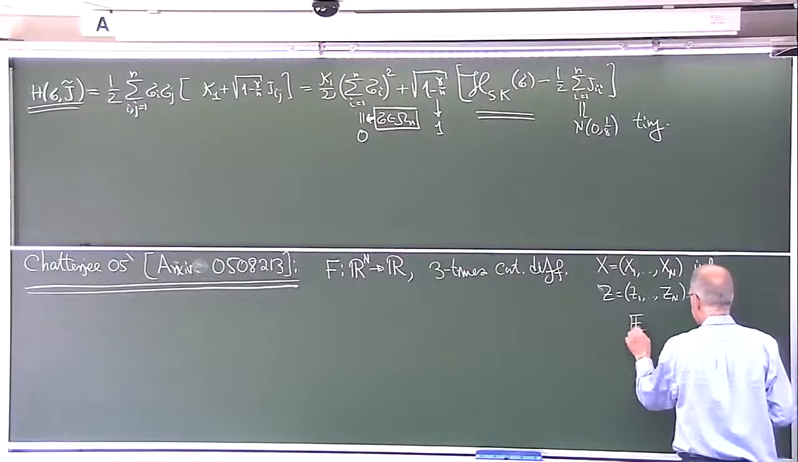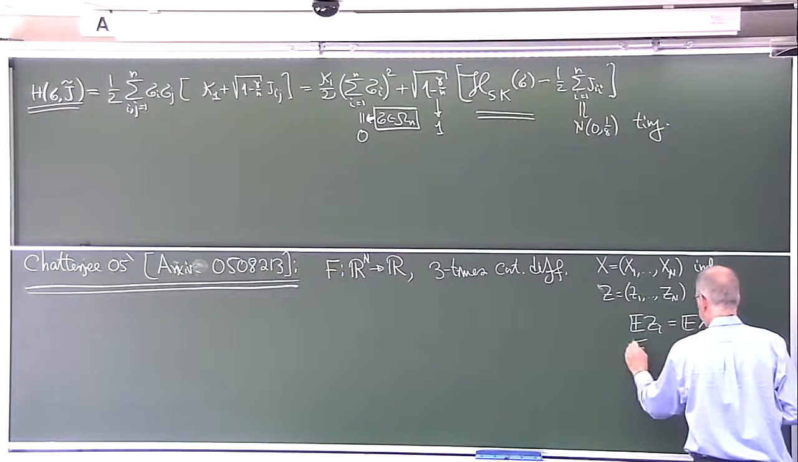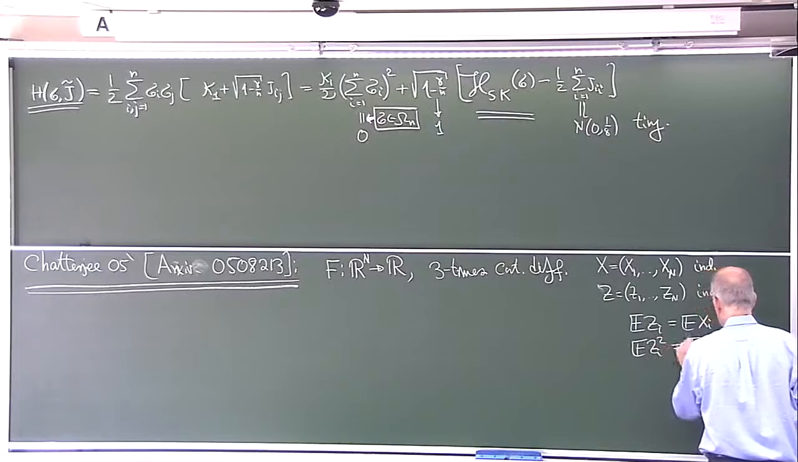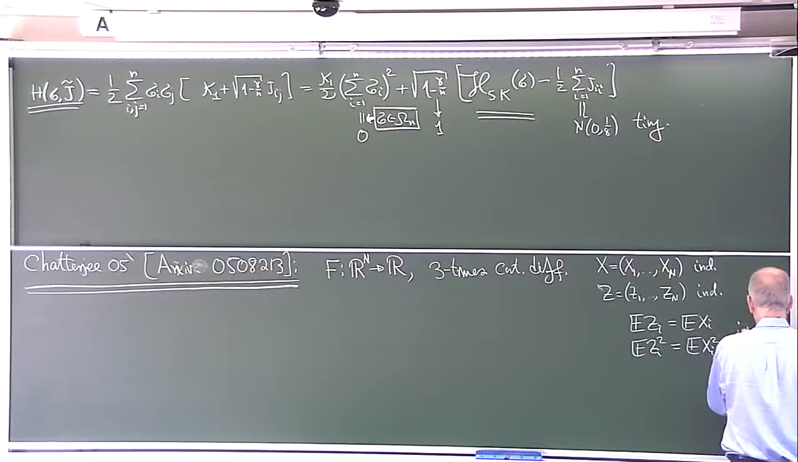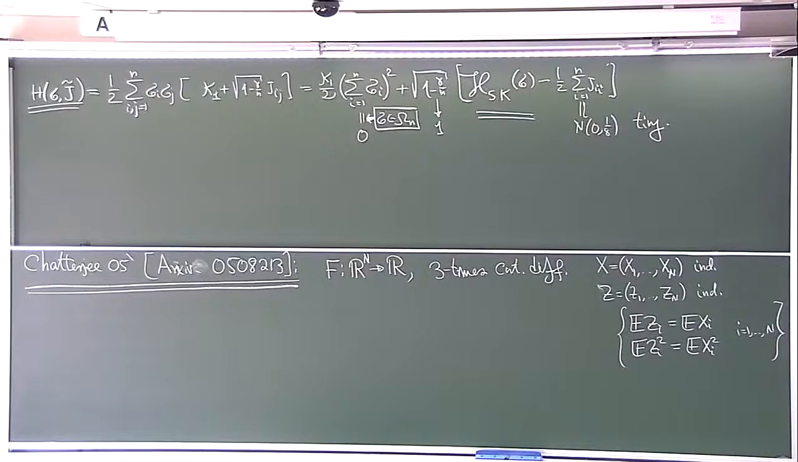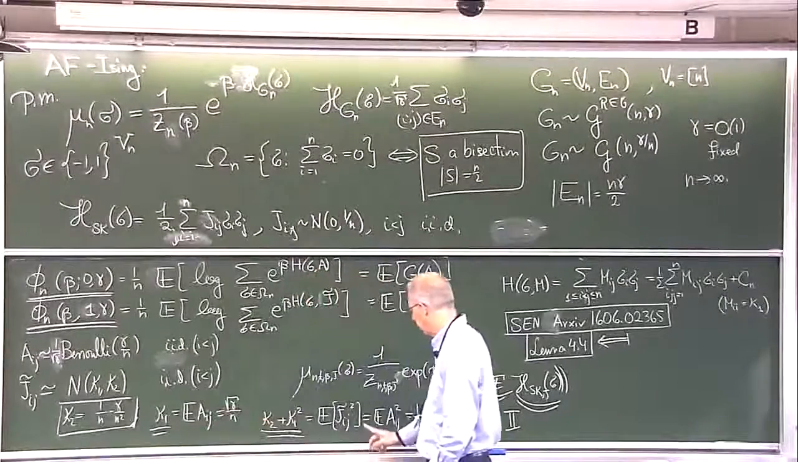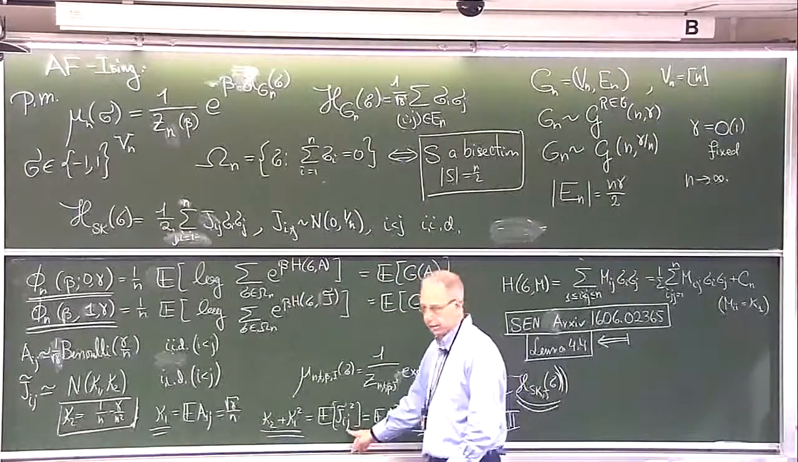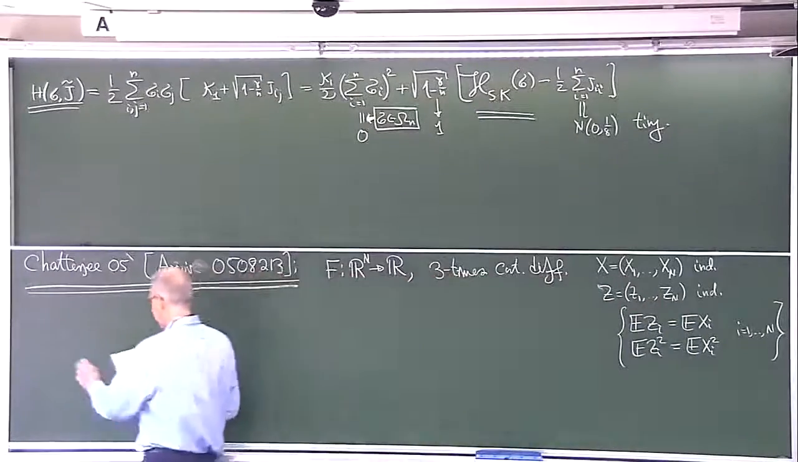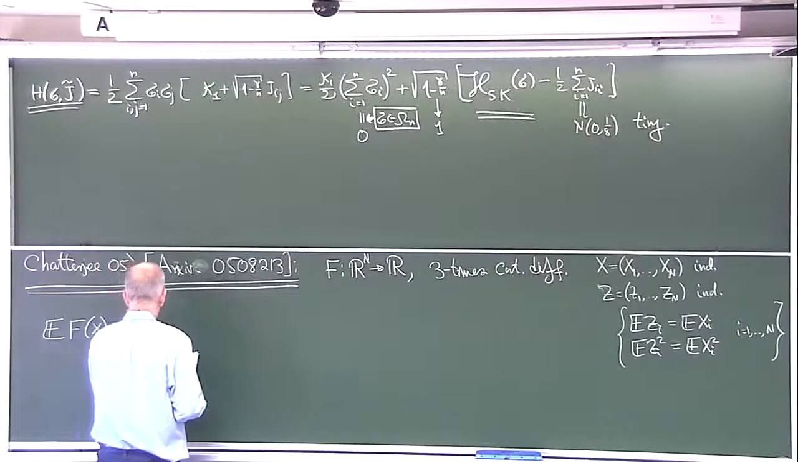And we also make sure that the expectation of zi is the expectation of xi, and the expectation of zi squared is the expectation of xi squared for i equals 1 to n. The variables don't need to be identically distributed, they just need to be independent and share the same first and second moment. This is our situation here, right? You see, these are our Aij compared to our J tilde ij. That's why I wanted to make sure that the first two moments are the same. And now we want to bound the expected value of f of x minus the expected value of f of z.